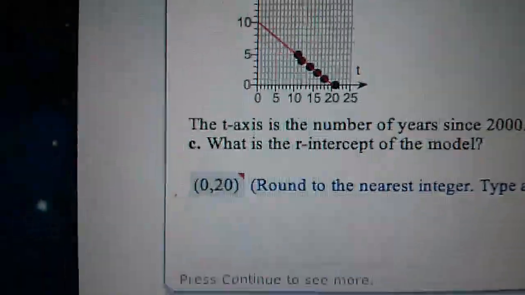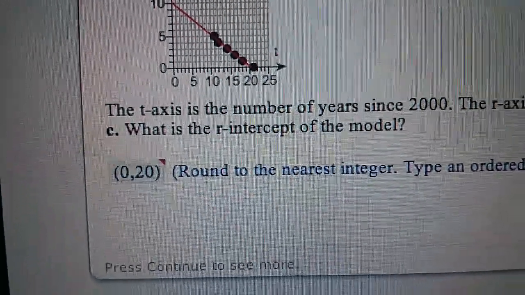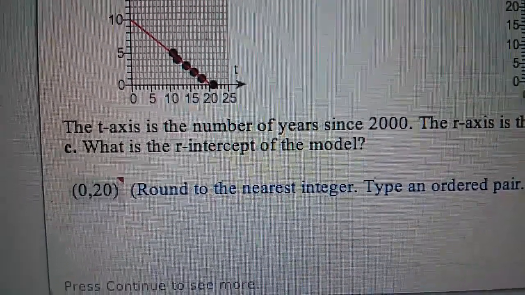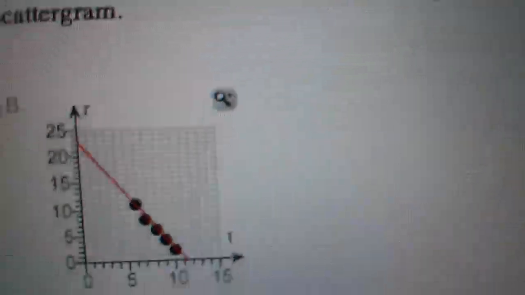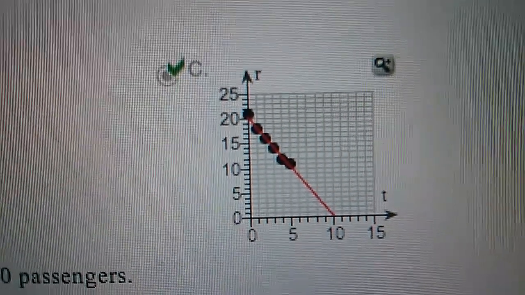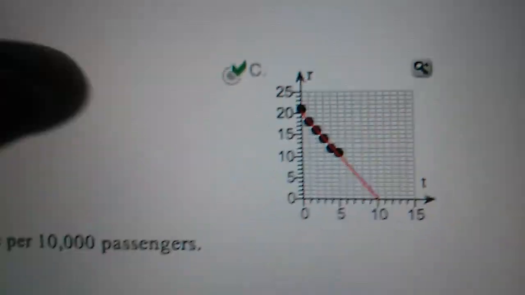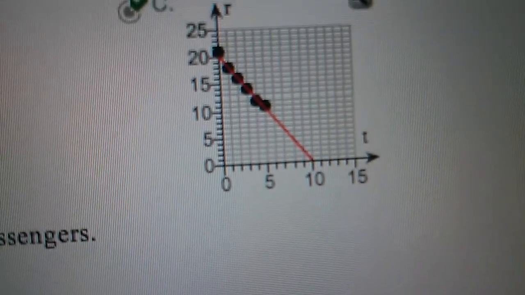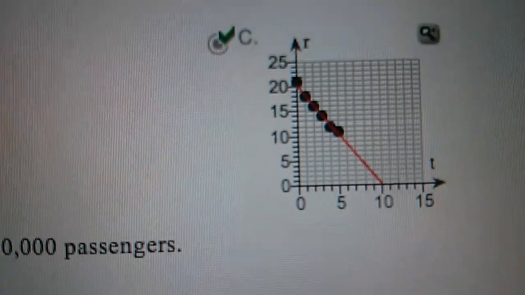So when the question comes up, okay, part C, what is the r-intercept of the model? Well, we're talking about the r-intercept, so where we cross the r-axis. Sorry, wrong one. Where we cross the r-axis, right there. Okay, and the t-value, time, is going to be 0 there.